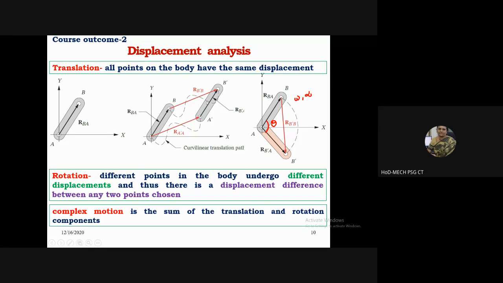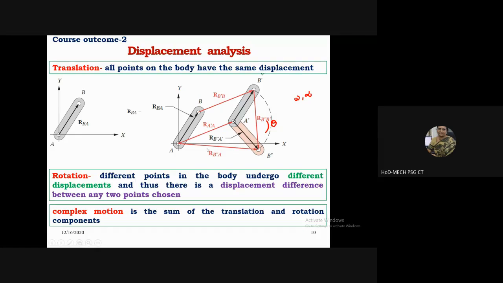So this is translation. As against that, we have rotation, in which different points undergo different displacements. So this is pure rotation. The third is a complex motion, which is a combination of translation and rotation. So this position of AB, the initial position AB, moving on to the final position A dash B double dash, comprises rotation and translation, which is a complex motion.